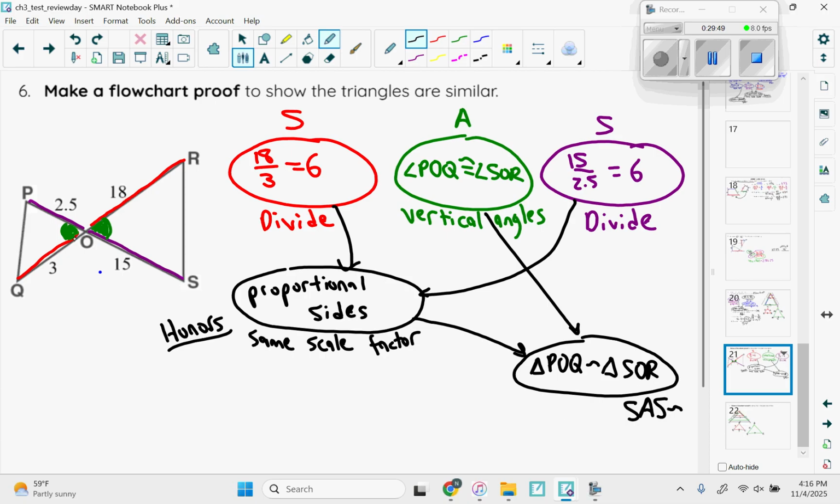We have vertical angles here in green. Remember, vertical angles, you need 3 letters, and where the vertical angles are is the letter in the middle. And again, your side bubbles for honors class tell us that they do have proportional sides because they have the same scale factor. So we can say the triangles are similar using side angle side similarity. If you want to take a longer look at this flow chart, go ahead and pause the video. Otherwise, I'm going to move on to our last problem.